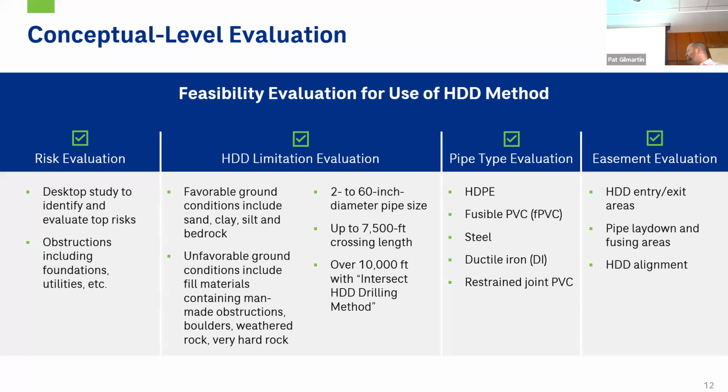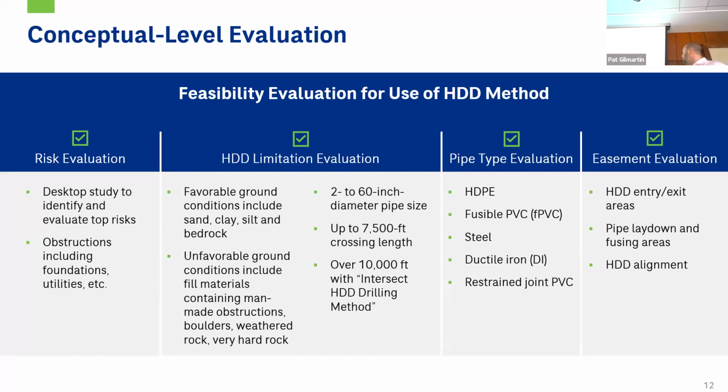Like I mentioned, for pipe types, you're usually looking at your HDPE and fusible PVC as the 2 primary items. But for those longer drills, you do end up getting into steel. And then there are restrained joint type setups, where we did one in West Cary with ductile iron, where you can actually use both ductile iron and restrained joint PVC in some more urban areas where you prefer HDD, but you might have issues with stringing pipes out, though those are more limited.